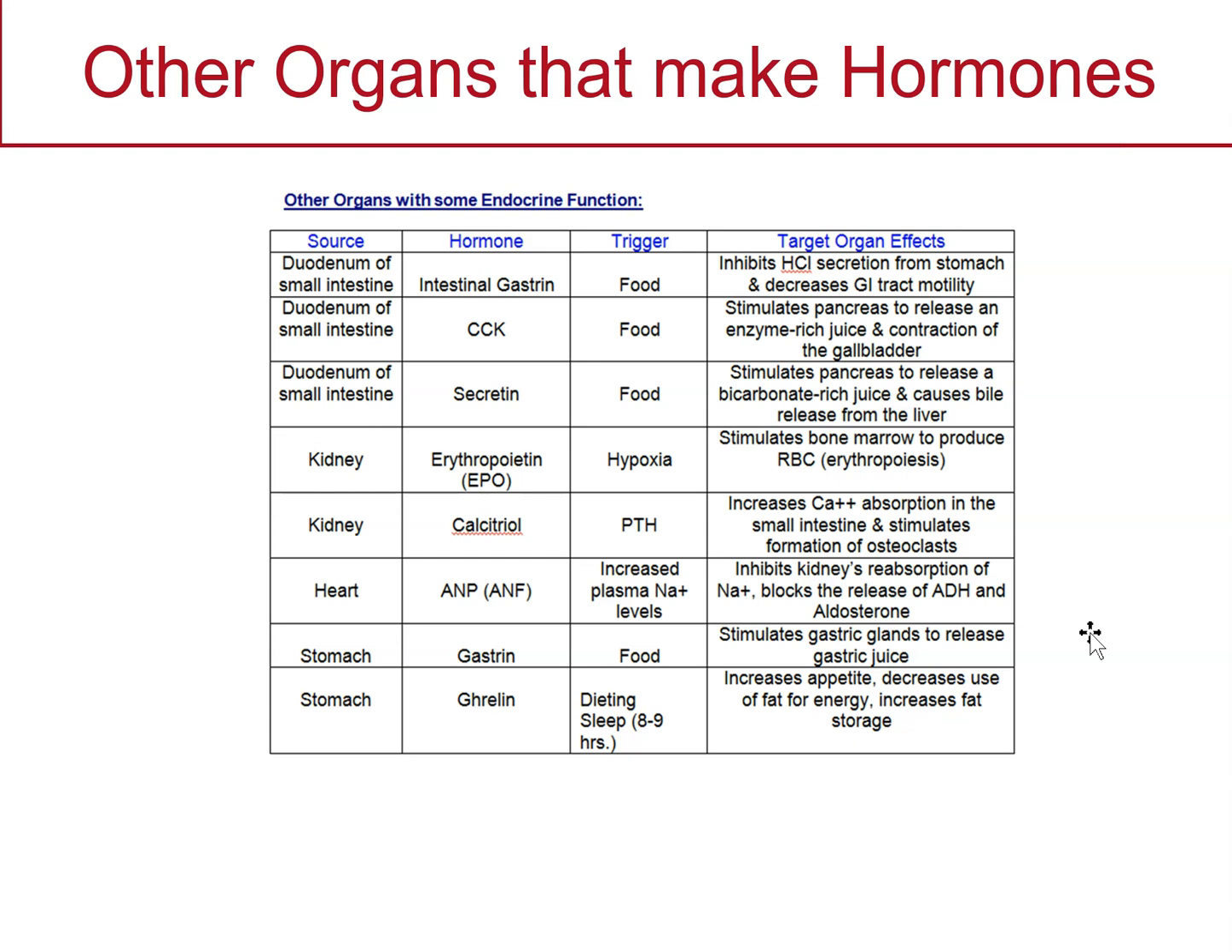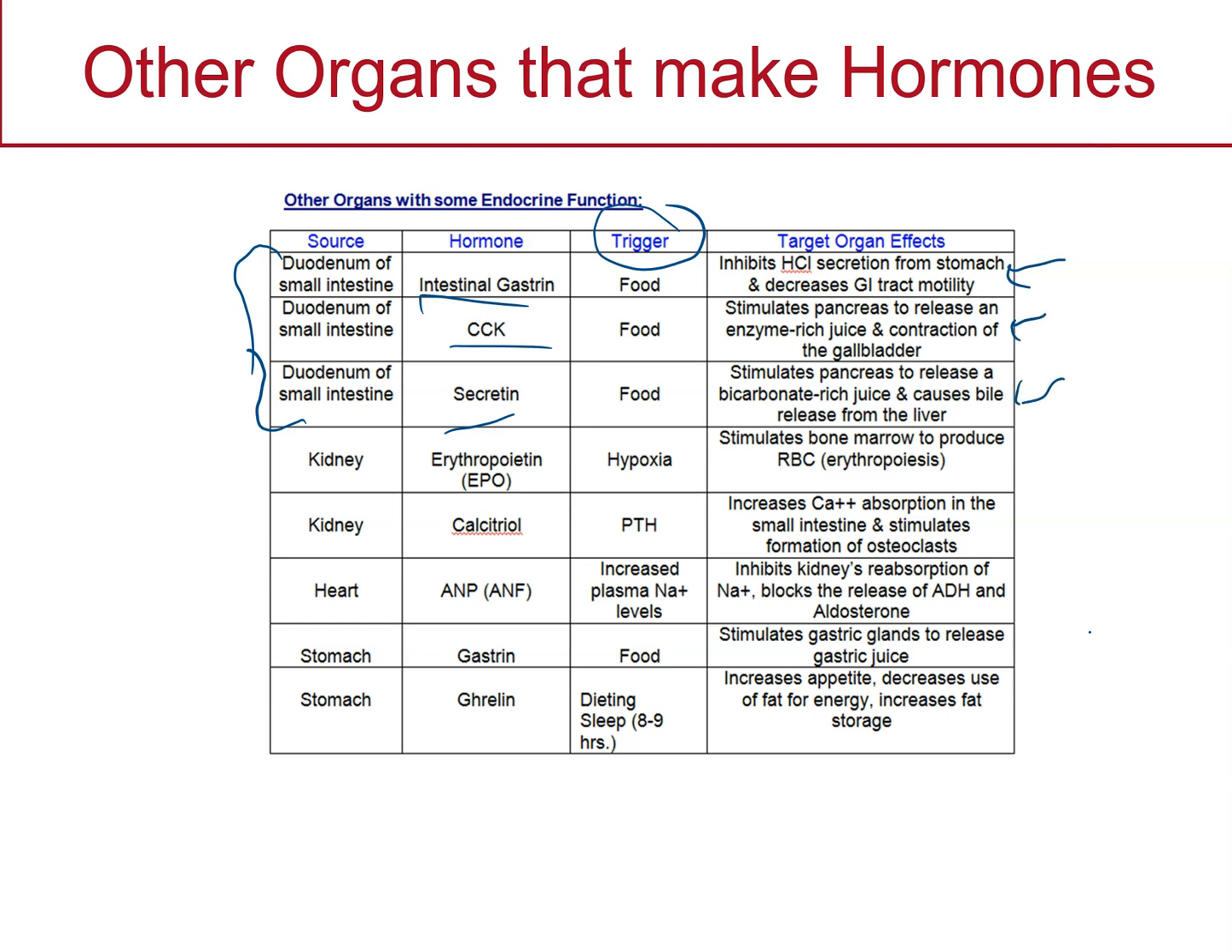And then you have this table in your notes because there's other organs that make hormones. So they're not technically endocrine organs, but they make some hormones. So I need you to know these. And a lot of these come back in AP too. So the duodenum of your small intestine, the first part of your small intestine, makes some hormones. Notice the trigger is food. So when you eat food and you digest it and it gets into your small intestine, you release the hormones. So we have gastrin, CCK, and secretin.